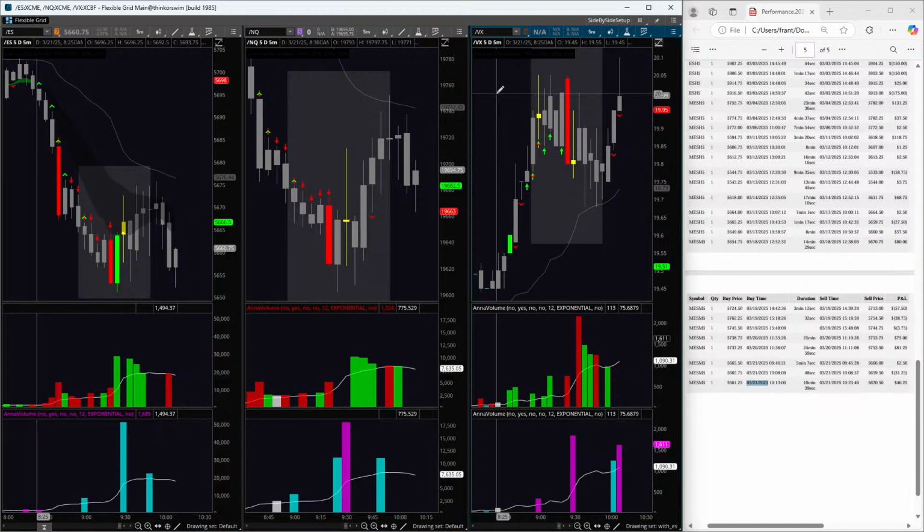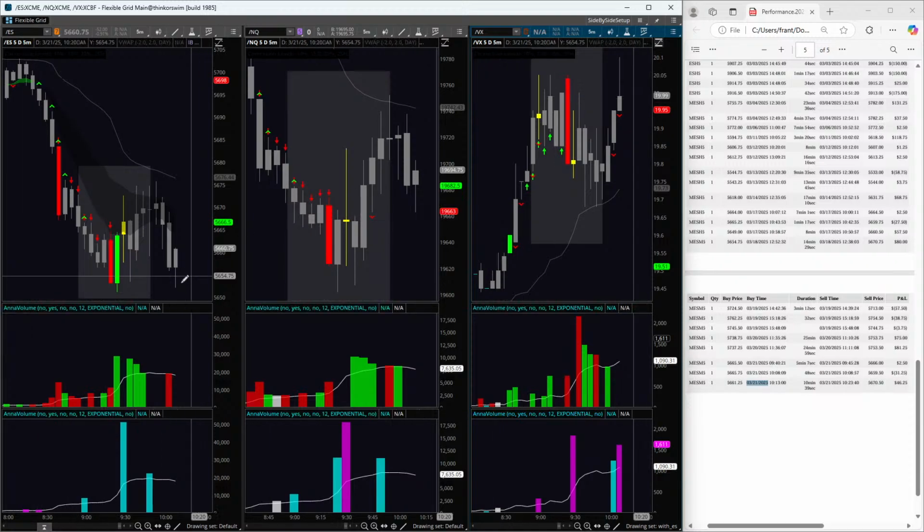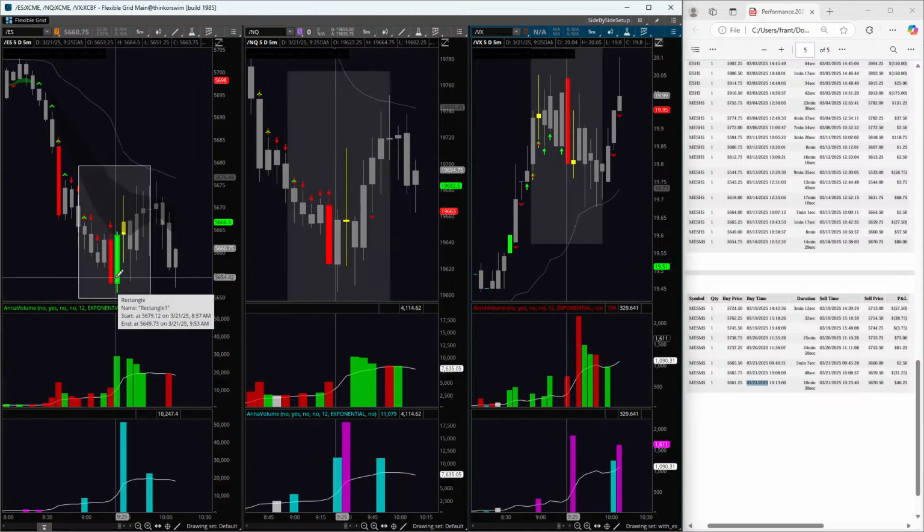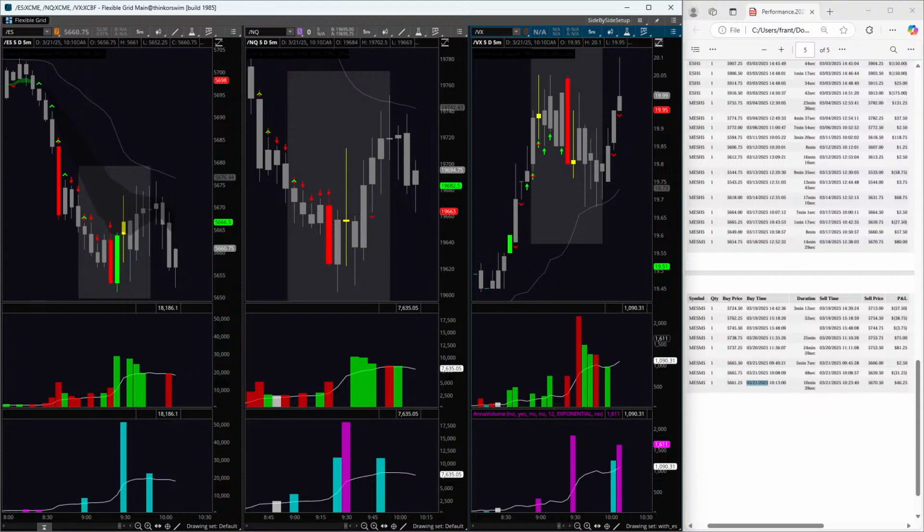All right, so we got a lot going on. So how do I mark this? I don't see anything here for me to mark. I don't see a key candle, but we are getting a retest. Yes, we're getting a retest.